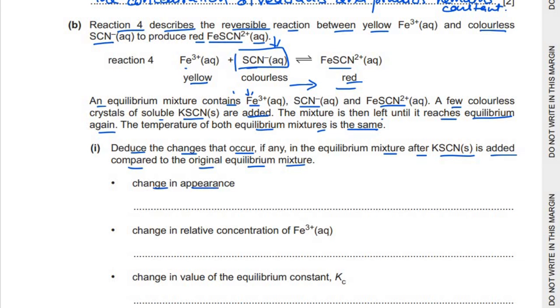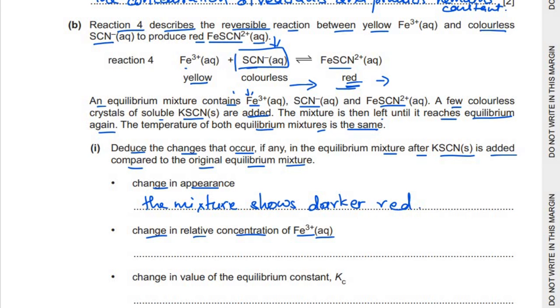So, change in the appearance: that is the first part. Appearance means what color it will show. If the equilibrium is moving to the right side, more of the product is formed and the product is red, so the mixture should turn more red. The mixture shows darker red, because it was already a mixture of red and yellow.